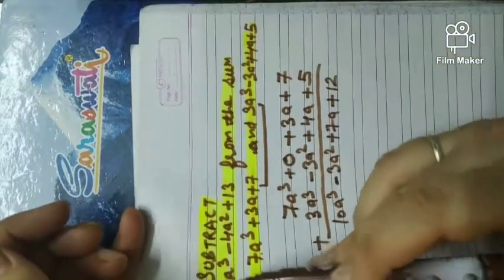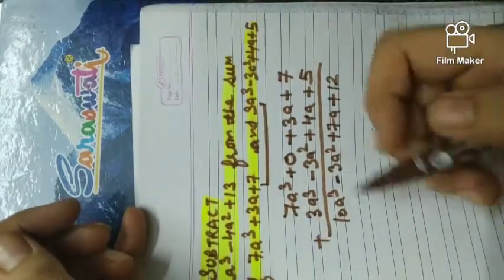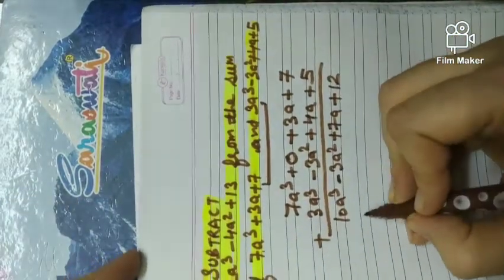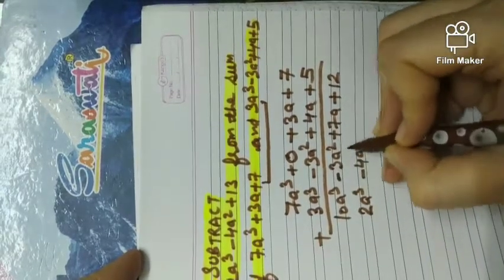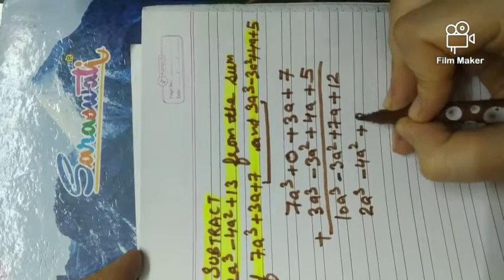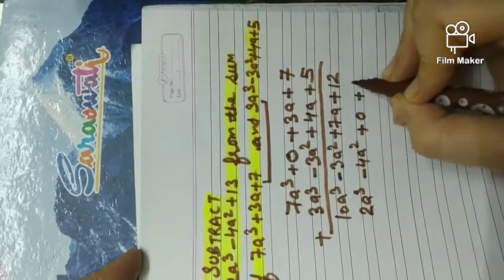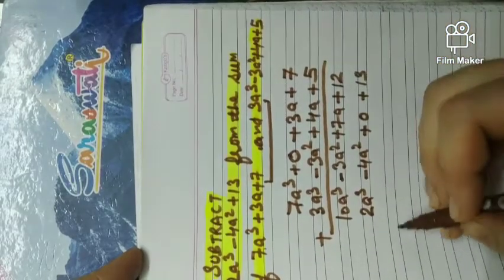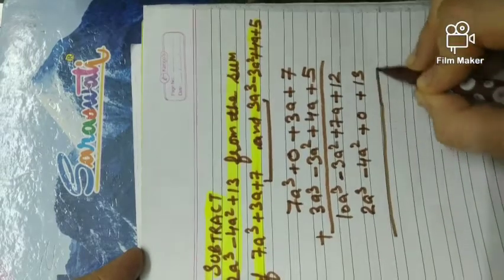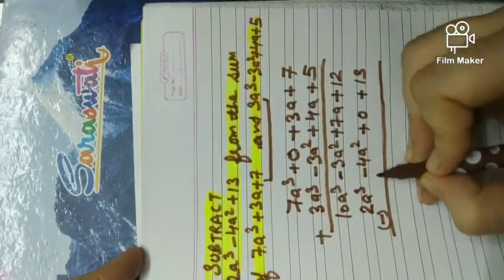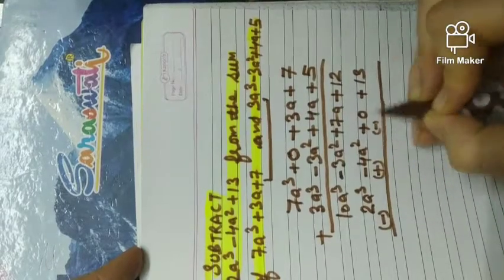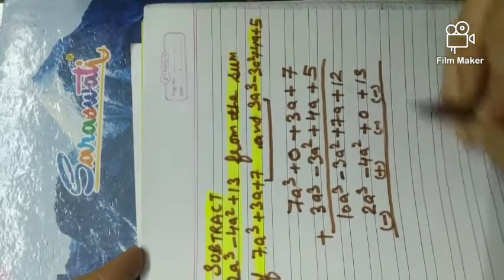Now they were saying subtract this from this. So I am going to subtract. Write like terms under like terms. 2a cube minus 4a square. A term is not there, you can write 0. And next is 13. Now beta, I have told you when we are subtracting, change the sign of each term. Plus will become minus, minus will become plus. That doesn't matter, 0. This is minus 13. Okay.